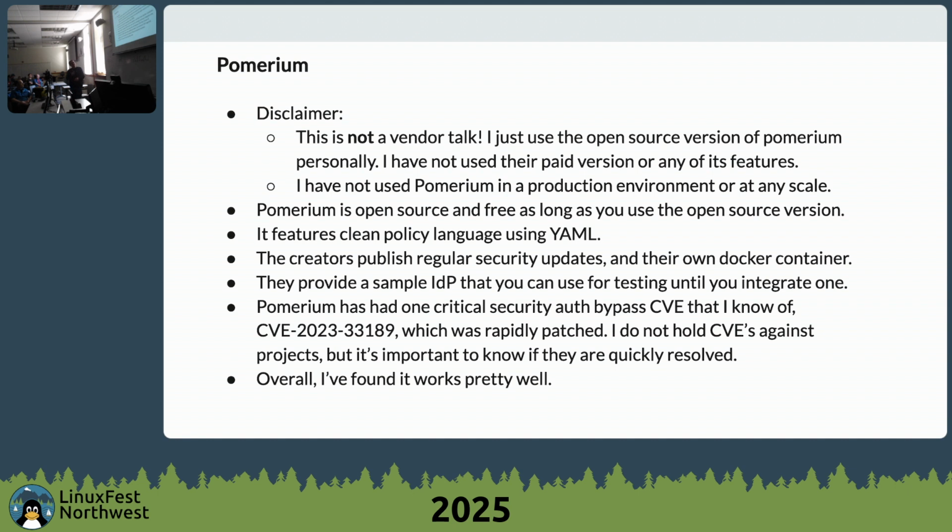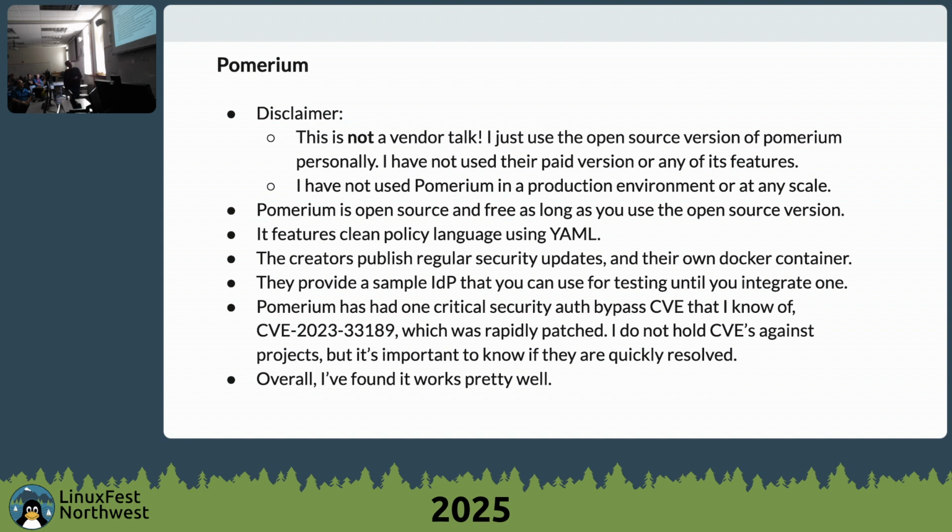And Pomerium has had one critical security auth bypass that required a malformed packet to get around some of the potential policies. And they patched it immediately. And honestly, I'm not one to hold critical severe CVEs against a company if they're rapidly updating it, if the maintainers are updating and watching it. But you should know about it, which is why I put it here.